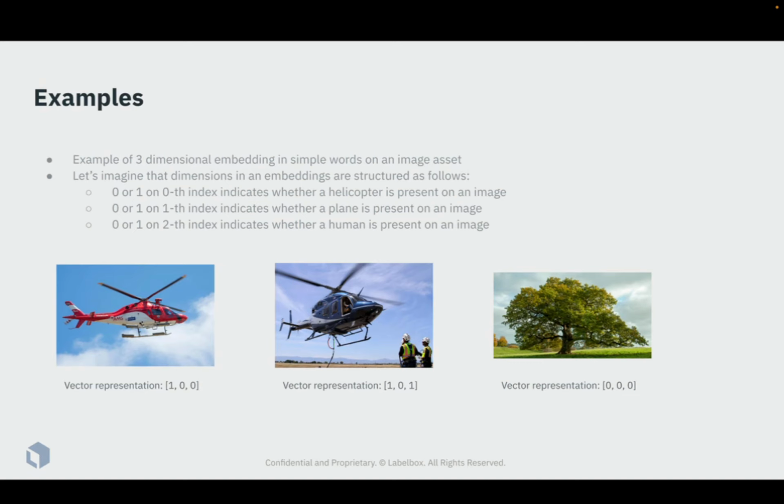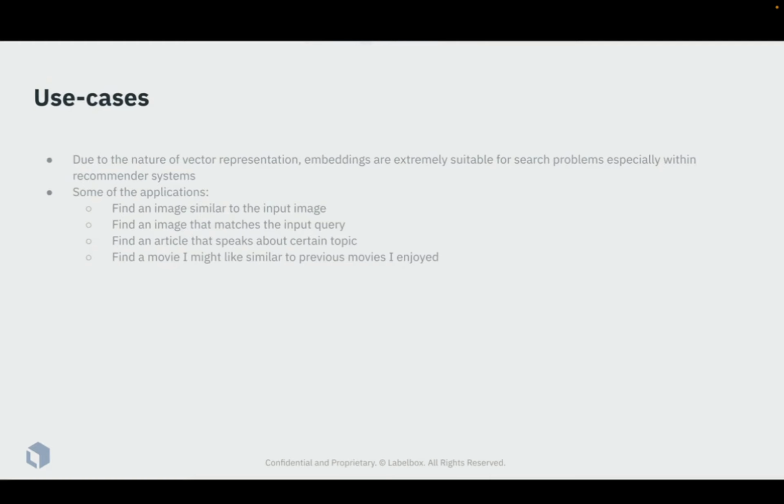On the second image, we can see that there is a helicopter, but we also see humans present on it. So the vector representation would be 1, 0, 1. The third image is an image of a tree, which does not fall into any of our 3 classes that our underlying model was trained on. So the vector representation would be 0, 0, 0. Even though this is just a basic example, it might give you a better understanding of how embeddings are generated.